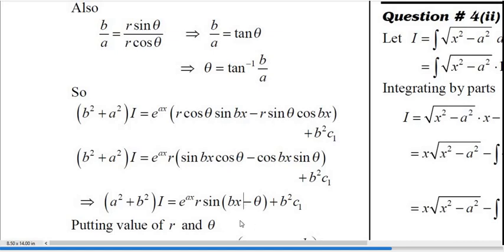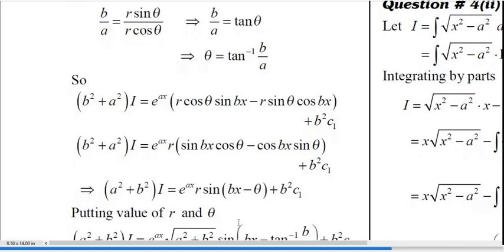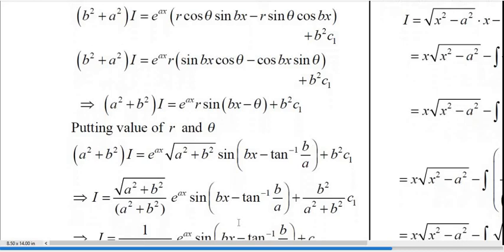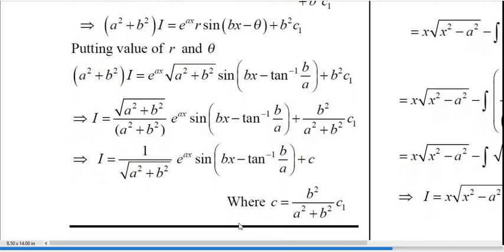Now putting here the value of r and theta, we get e power ax, at the place of r we put square root of a square plus b square, and sin bx minus, at the place of theta, tan inverse of b over a, plus b square c1.